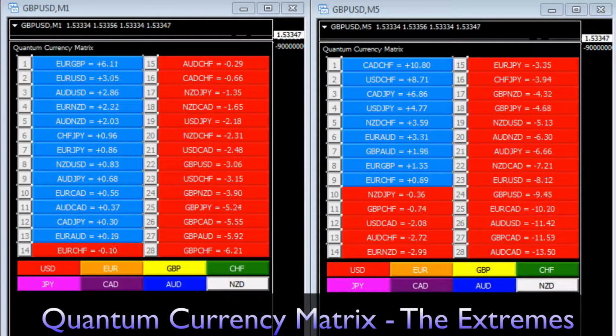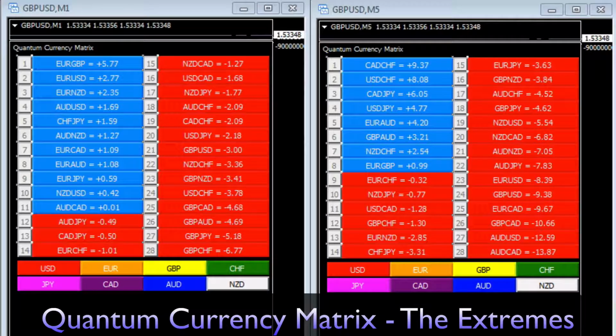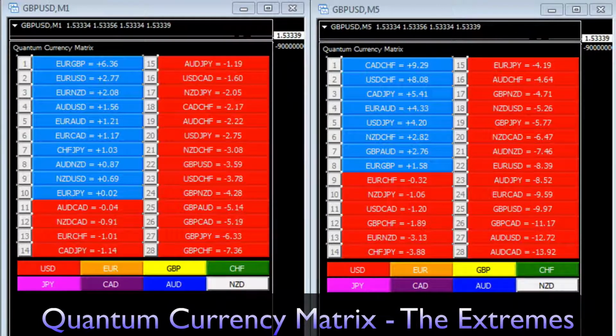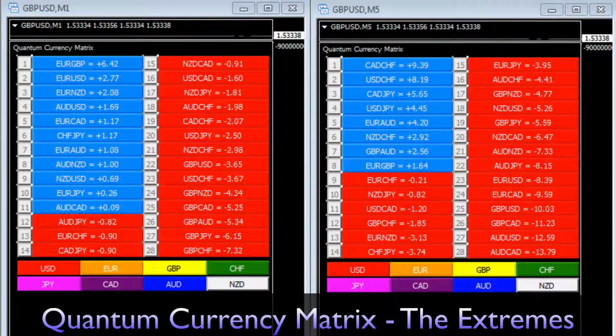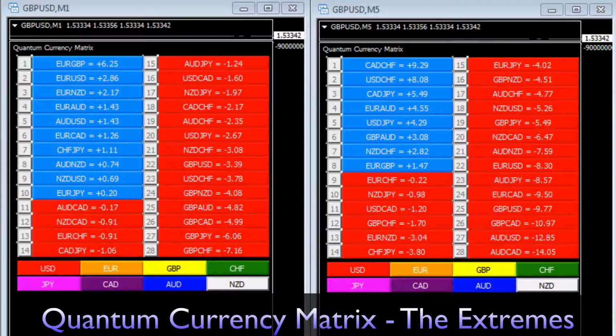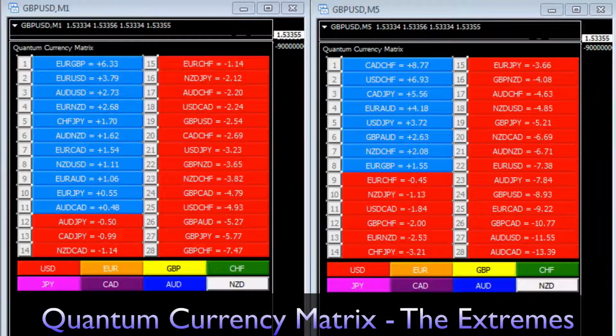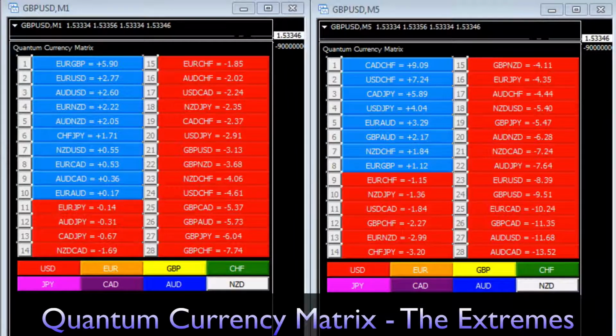So far, in this series of videos on the quantum currency matrix, we've tried to explain the underlying methodology and why we developed the indicator. In the second video, we looked at one of the most powerful concepts and applications of the currency matrix in helping to identify currency flows, and in particular, whether these are universal or not. And the reason here is simple.